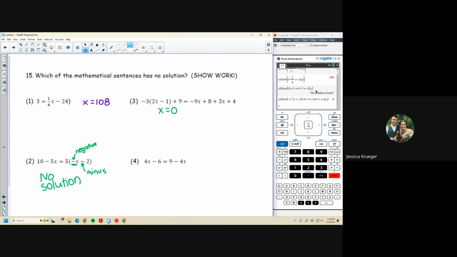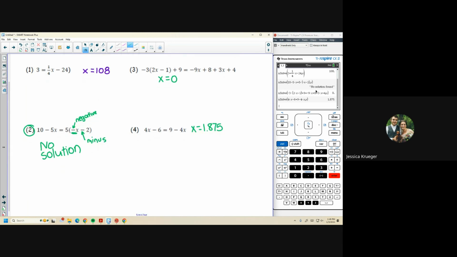Okay. And then let's look at the bottom one. 4x minus 6. So I'm going to go to menu, algebra, numerical solve. 4x minus 6 equals 9 minus 4x, comma, x. Enter. And I get x equals 1.875. So it looks like the one that has no solution is choice 2, but let's see why this is.